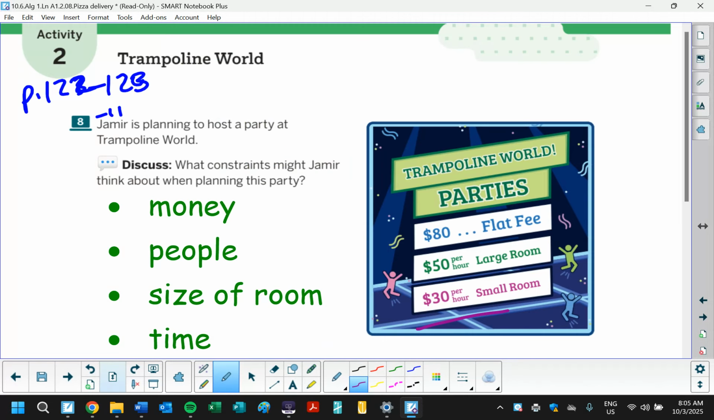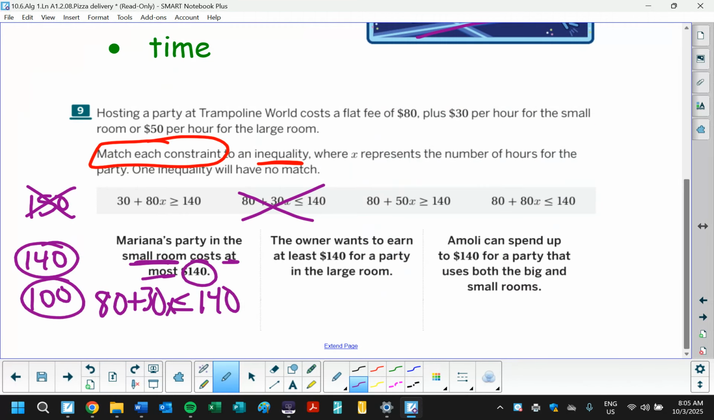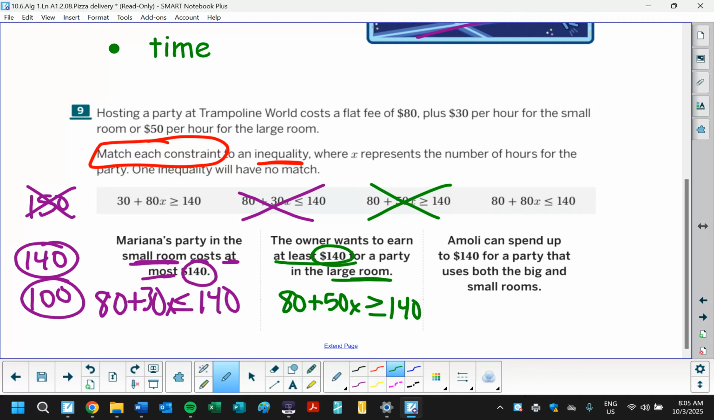Let's keep on going. The owner wants to earn at least $140. They're trying to make a profit on the large room. Now, at least means it can be $140 exactly, so it's got the 'or equal,' and it can be more than. They can make $200. The owner wants to make that profit. So the large room had $50 per hour, not forgetting the original $80 flat fee. There goes that one.